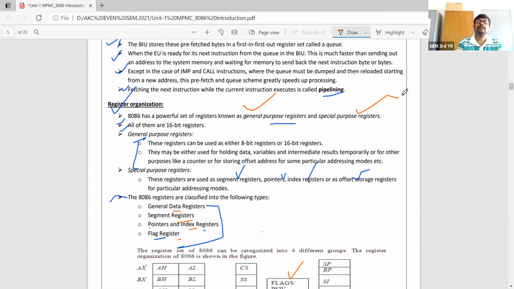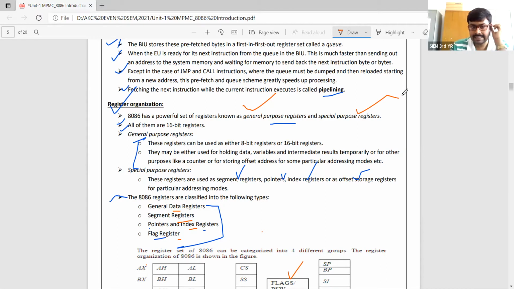So depending upon the requirement, depending upon the need, we can operate these registers as 8-bit or 16-bit. Dual operation mode we can perform in this case. Next point, they may be used for holding data. What are the different tasks? They might hold the variables, intermediate temporary results, or be used for other purposes like a counter, or for storing offset address for some particular addressing modes, etc.